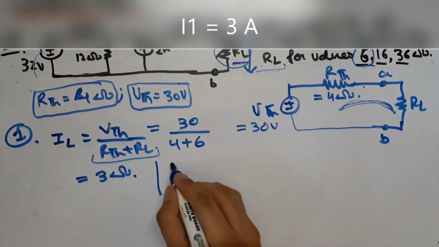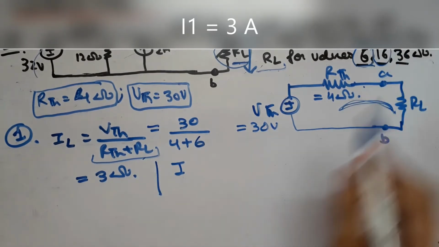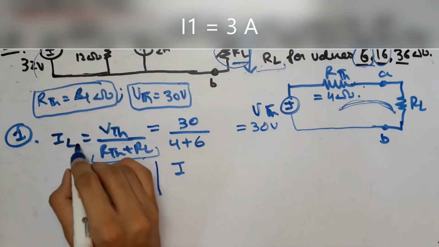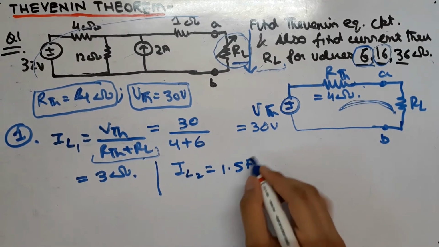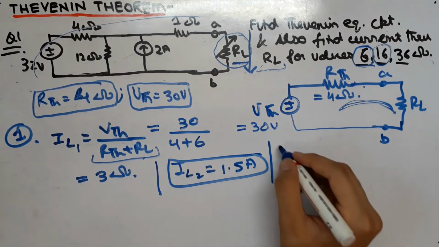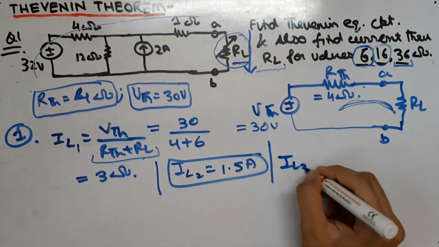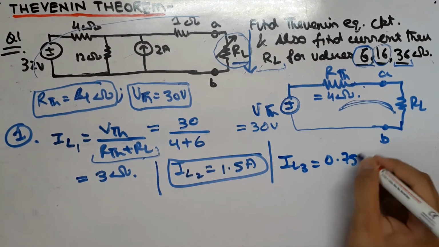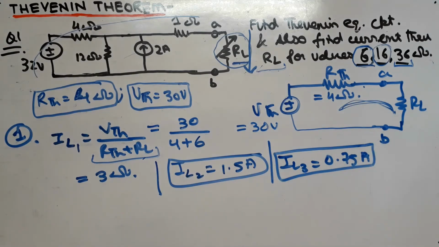Now similarly, we are going to put the value of RL as 16 ohms. Suppose this is IL1, from there we will get the value of IL2 as 1.5 ampere. Similarly, we put RL equal to 36 ohm. From there we will get IL3 as 0.75 ampere. So guys, this is our final answer. We use the Thevenin equivalent circuit in order to find IL across RL for different values of RL.